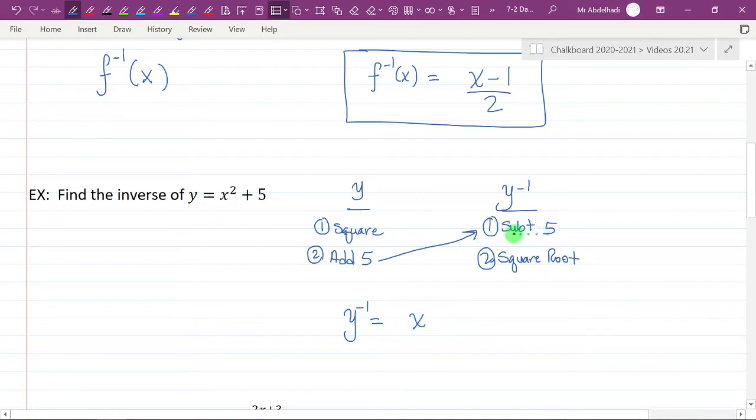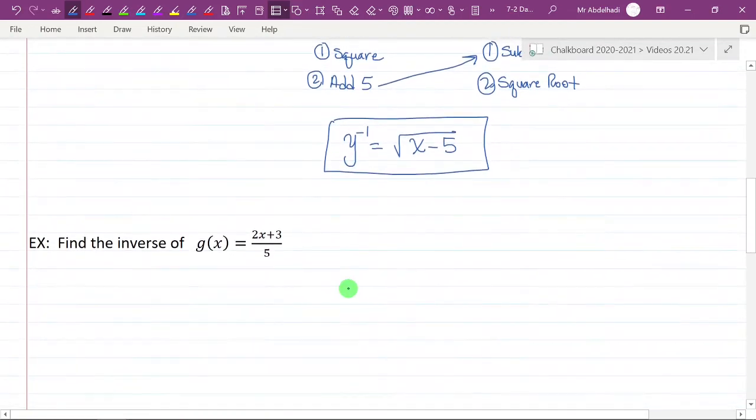Now, whatever it says here, do this thing. Subtract 5. Well, we're going to just put a -5 there. That's nice and easy, right? Then, all the stuff that's here, we're going to apply the next step, which is square root. So put a square root over this, and there you go. There's your inverse. Okay, let's do one more.